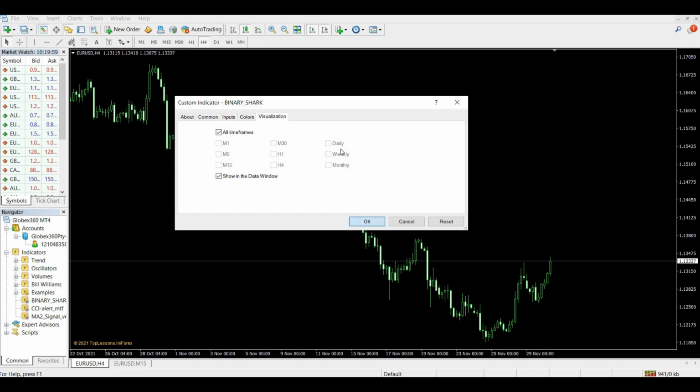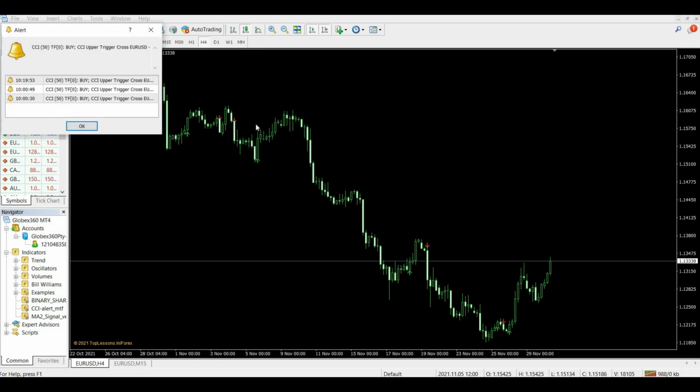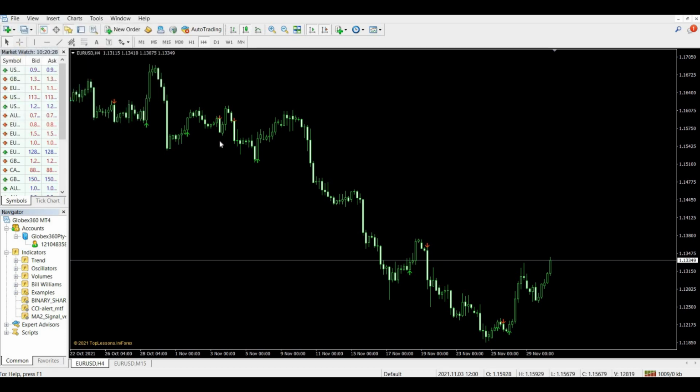So let's click OK. And what I like about the system, number one, is that it does give you signals on your alert page. So we can see that at this time, which is 10:19:53, the CCI picked up a buy signal on the upper trigger, which crossed over. Okay, so there is a lot of other things happening behind the scenes compared to us just seeing the arrows shown on our chart.